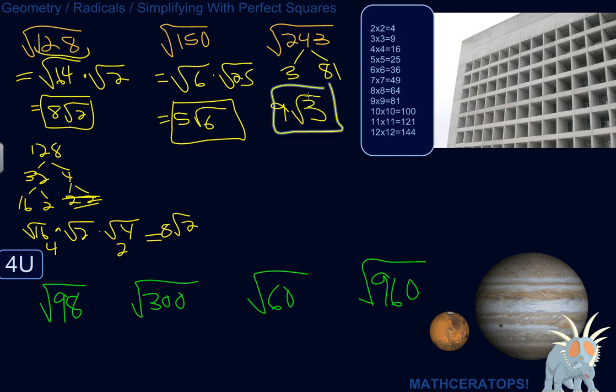Alright, so that's the basic idea. Try these ones. If it's hard to see perfect squares, just start factoring until it becomes clear, or if you need to, factor it all the way down to the prime factors. And then it should be clear what you can square root and get out of the radical. Alright, good luck.